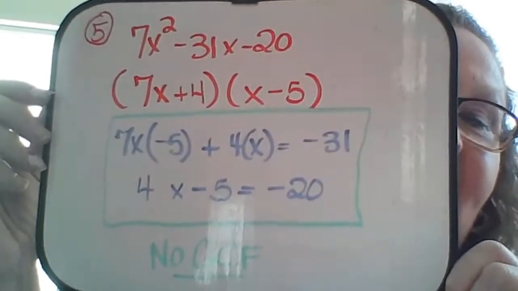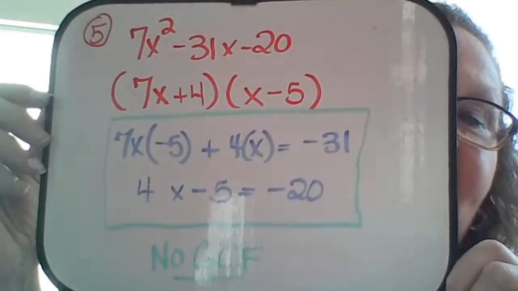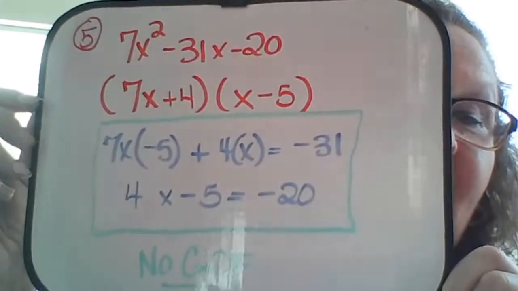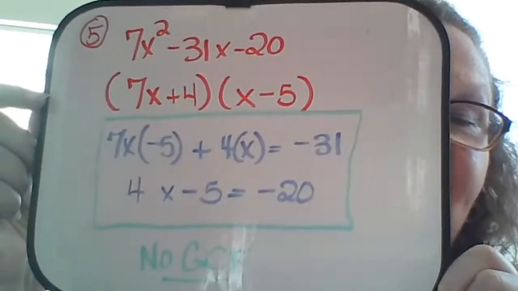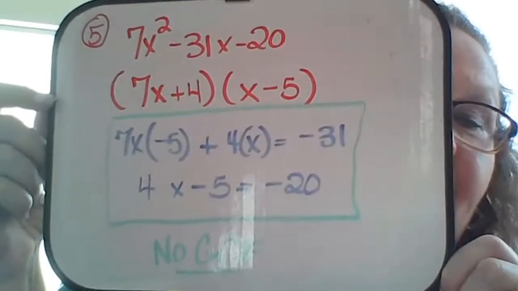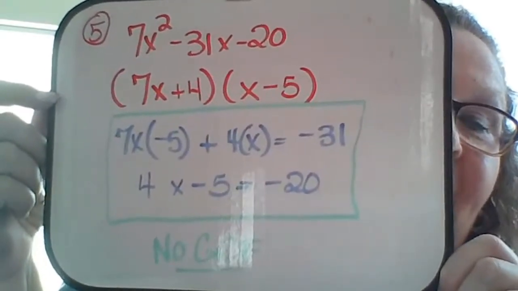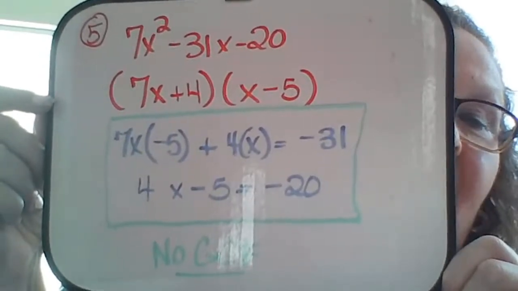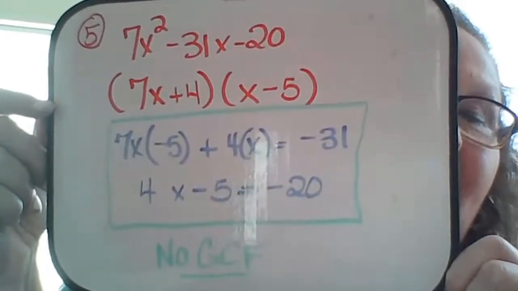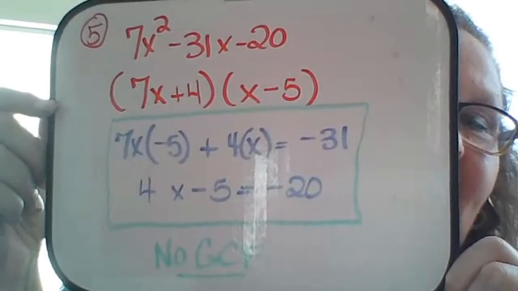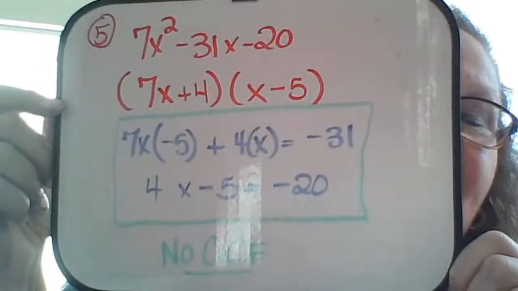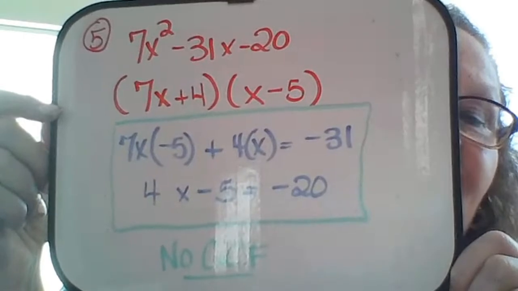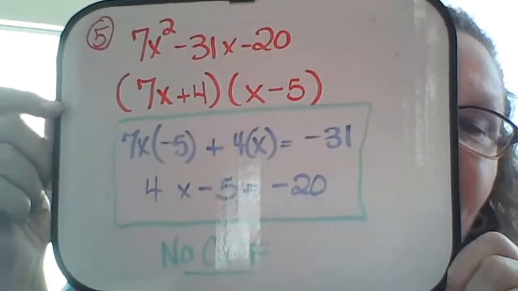Now, you know that to get 7x squared, since 7 is a prime number, you have to have 7x in one of your sets of parentheses and then simply x in the other one, because that's the only way you're going to be able to get the 7x squared. So now you still have to think of what are two numbers that when multiplied together will give me negative 20, but you can't so much as think of they're going to have to add to give negative 31, because the 7 in front of the x messes all of that up.